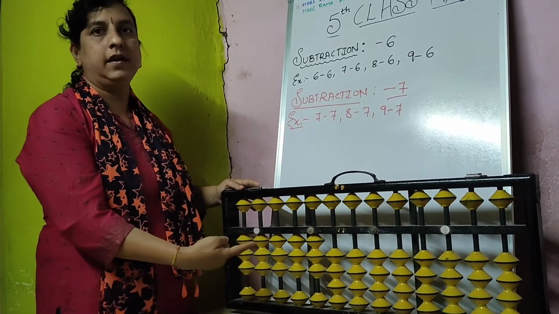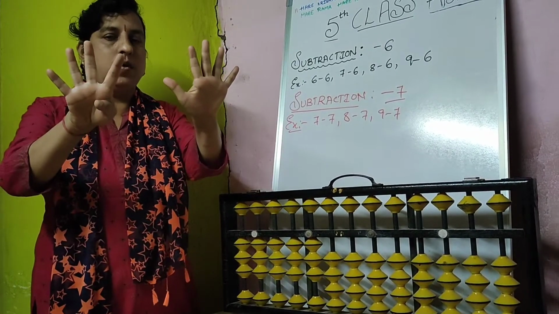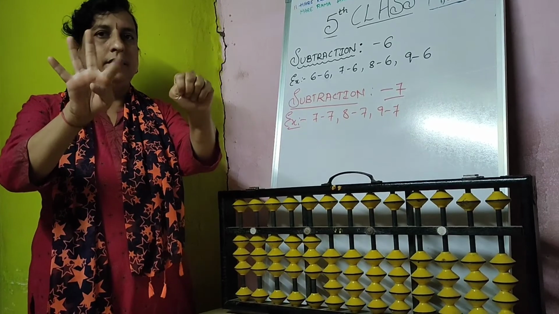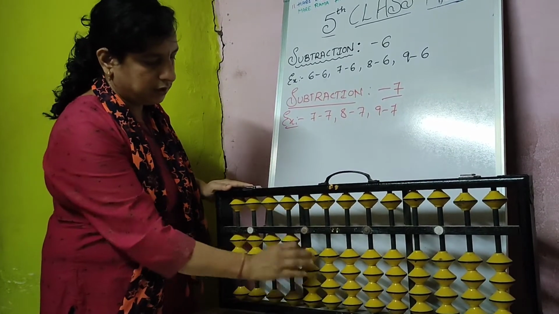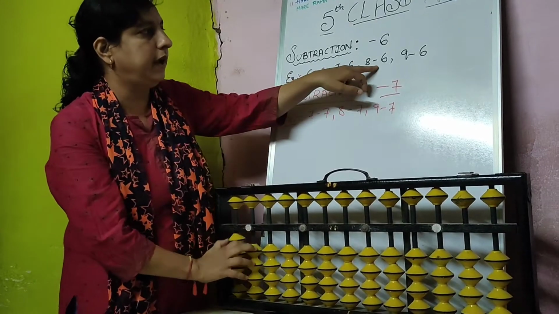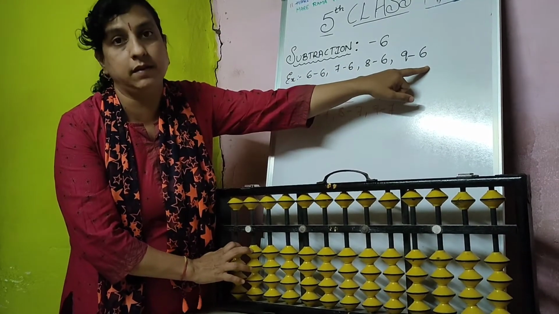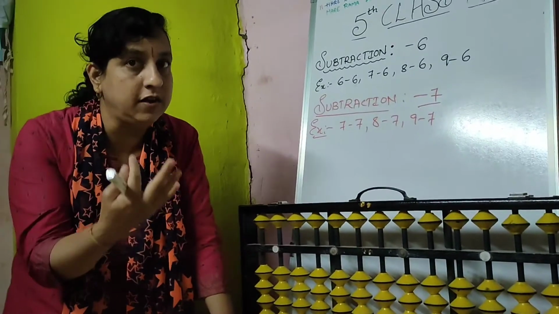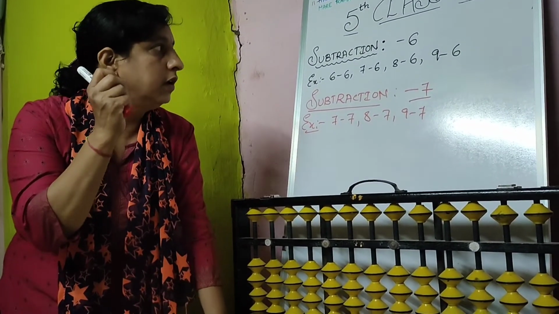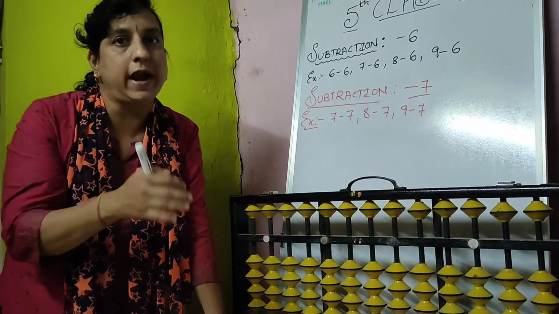Answer is 3. 9 minus 6, how much? This is 9. 9 minus 6, how much will remain? 3. My answer is 3. So I showed both these examples, 8 minus 6 as well as 9 minus 6, on this abacus. If I am telling very fast, you do a little bit, slow the video a little bit and do it.